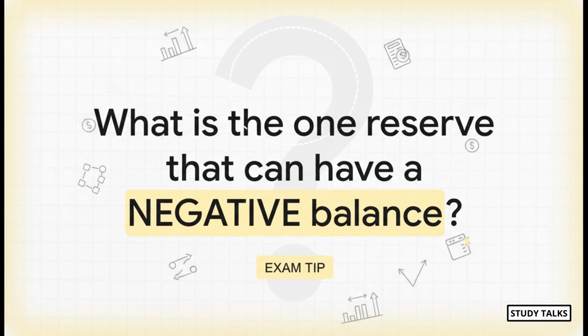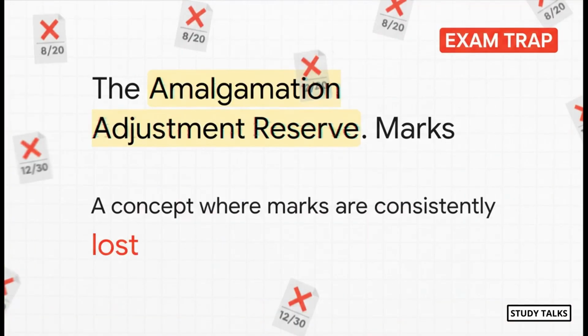Okay, before we even start, let me throw a challenge at you. Just think for a second. In all the balance sheets you've ever prepared, can you name the one and only one reserve that can actually show up with a negative balance? I'm not kidding. This is a favorite little trap that ICAI loves to set. Any ideas? You're looking at it right there, the Amalgamation Adjustment Reserve.